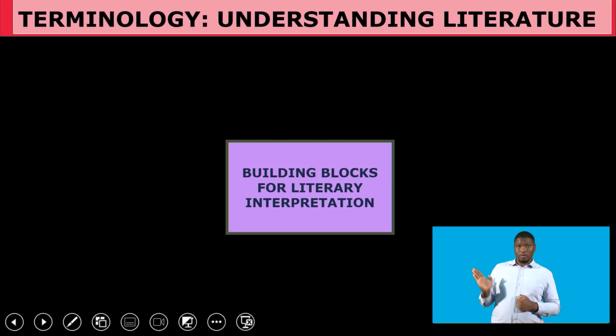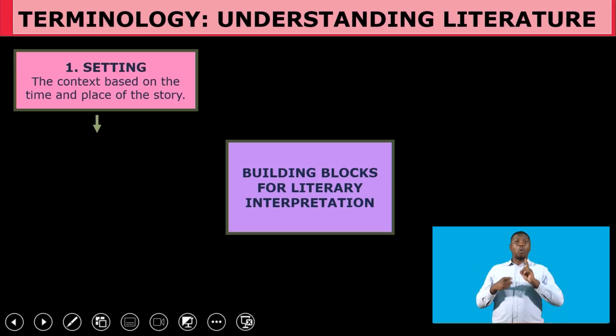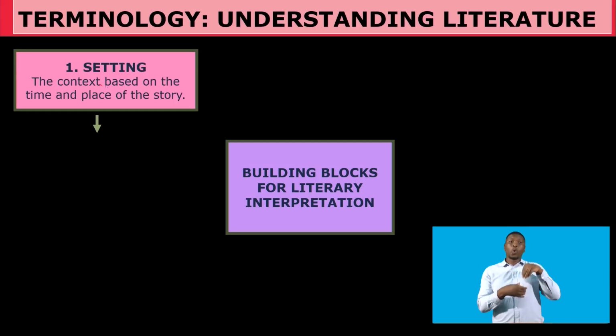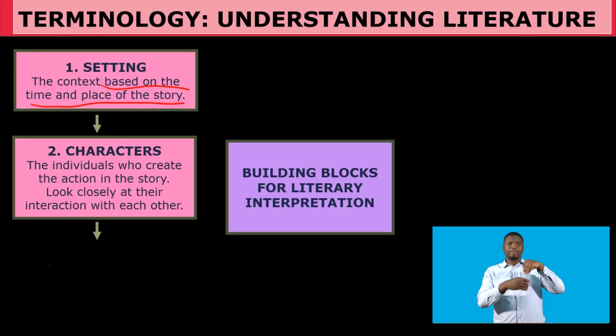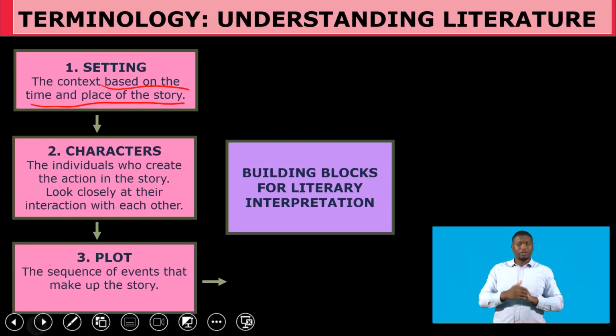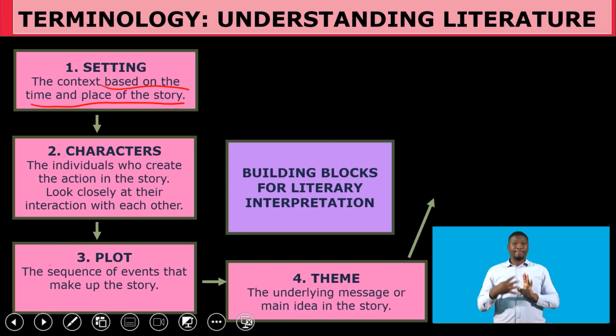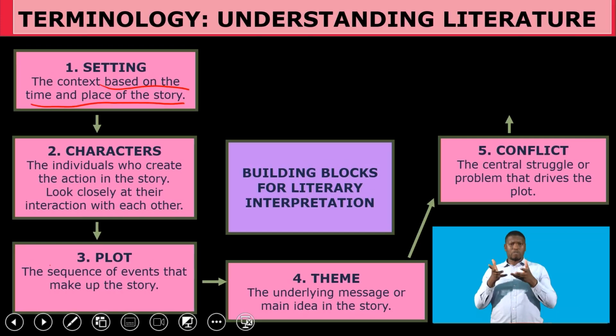Now, here are some of the building blocks for literary interpretation. Firstly, the setting. That is the context based on the time and the place of a story. Characters. Those are the individuals that create the action within the story. Plot. The sequence of events that make up the story. So how the story progresses. Theme. The underlying message or the main idea within the story. Conflict. The central struggle or problem that drives the plot forward.